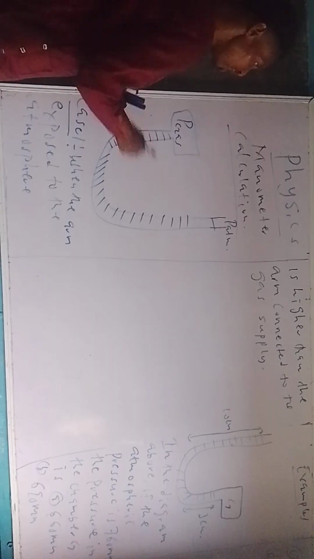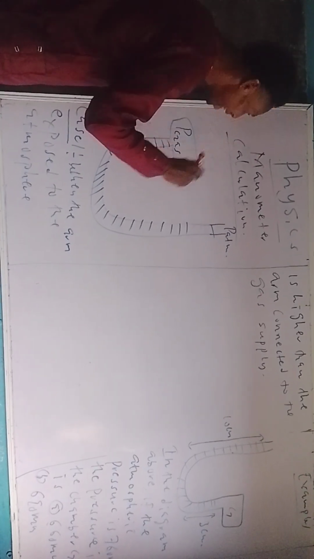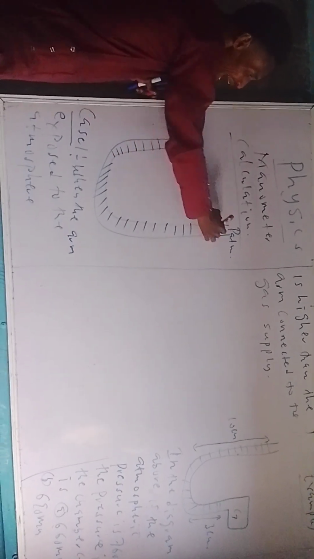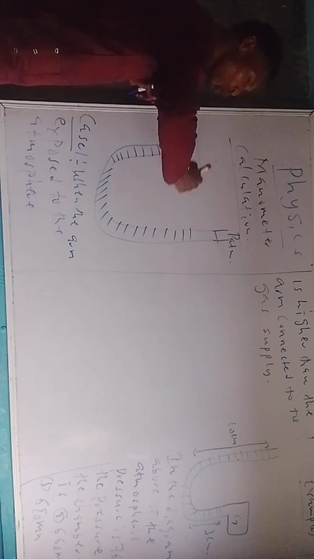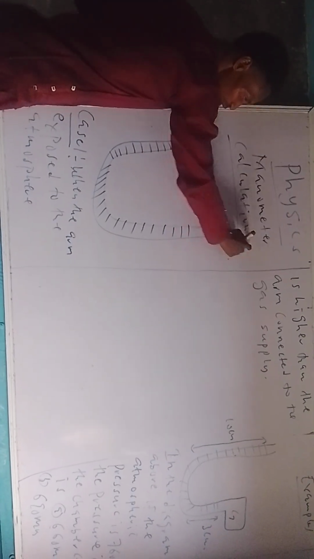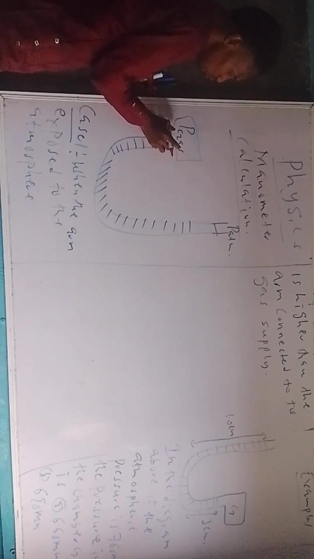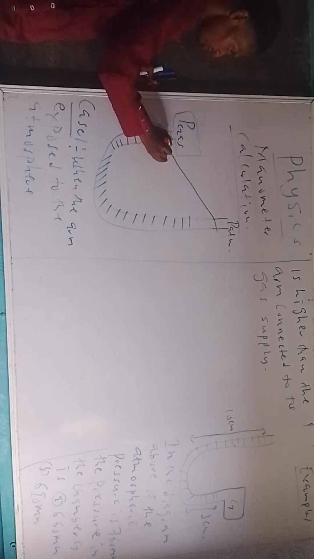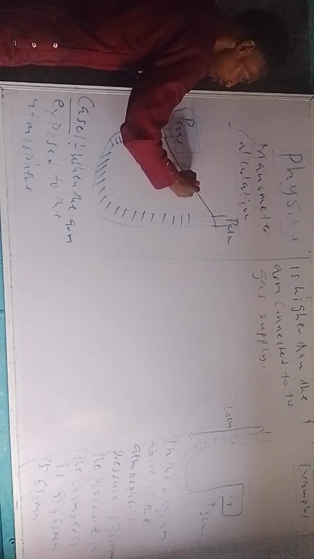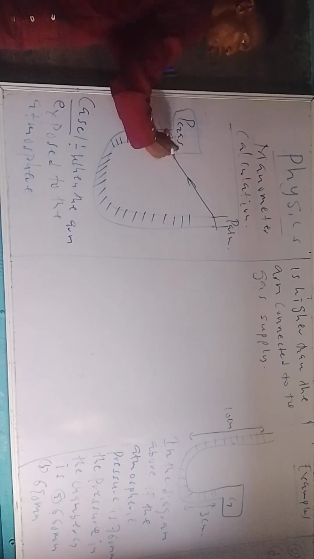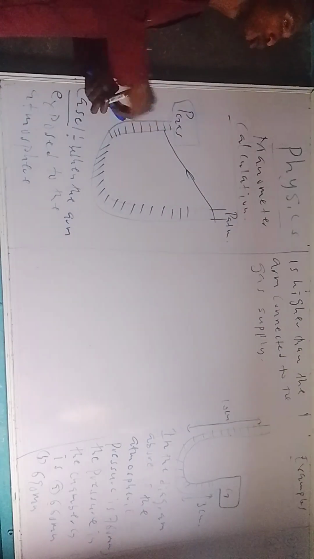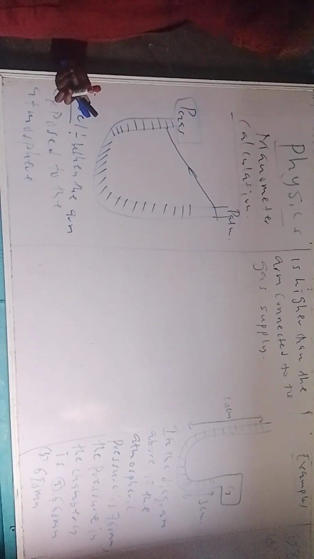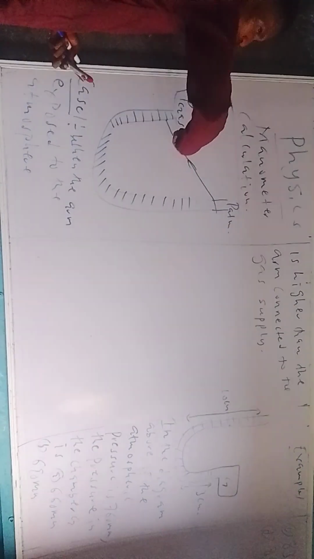If you want to get the total gas pressure, take the arm that is exposed to the atmosphere and connect it to the arm that is connected to the gas supply. You notice it is moving downward. According to liquid pressure, pressure increases with depth. The more it goes down, the more the pressure.